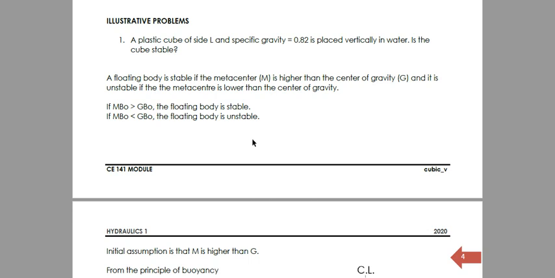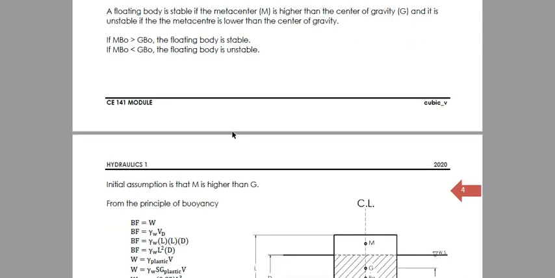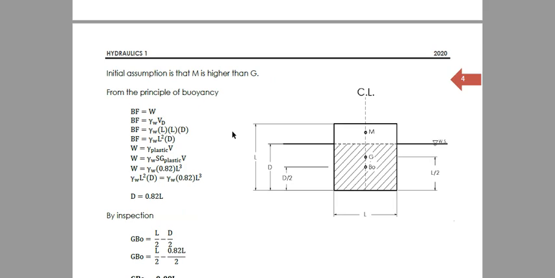So if MBO is greater than GBO, the floating body is stable. If MBO is less than GBO, then the floating body is unstable. So our indicator is the location of M, or the distance between the metacenter and the center of buoyancy. Let's try to illustrate the problem. So ito yung cube. So each side is L.